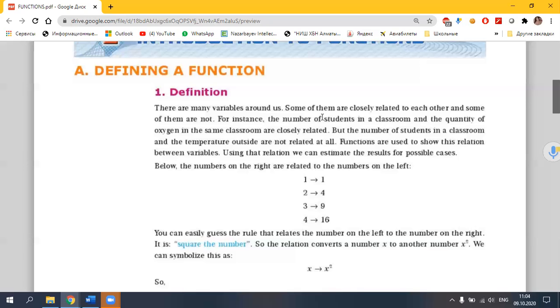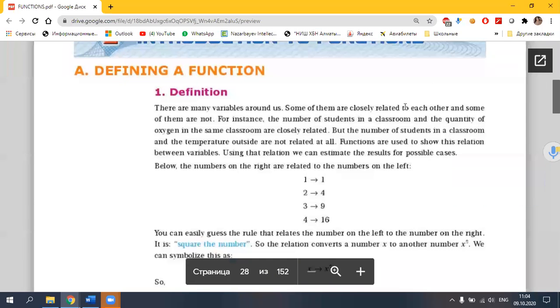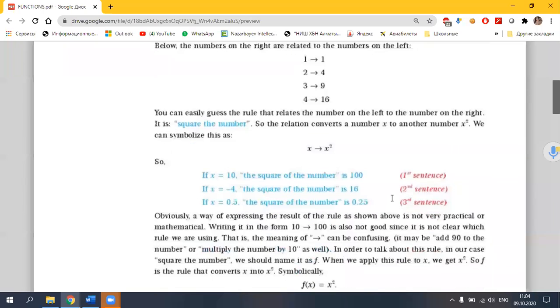Below, the numbers on the right are related to the numbers on the left. For example, 1 to 1, 2 to 4, 3 to 9, 4 to 16. So we can easily guess the rule that relates the number on the left to the number on the right.